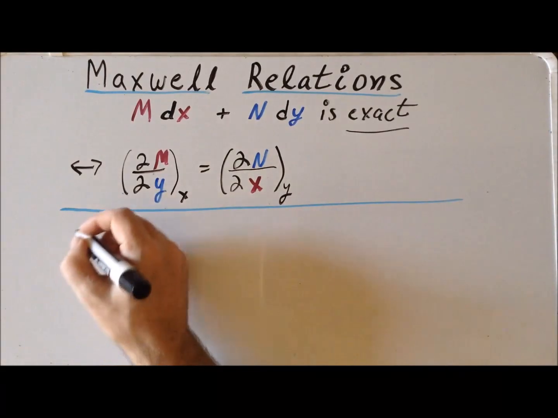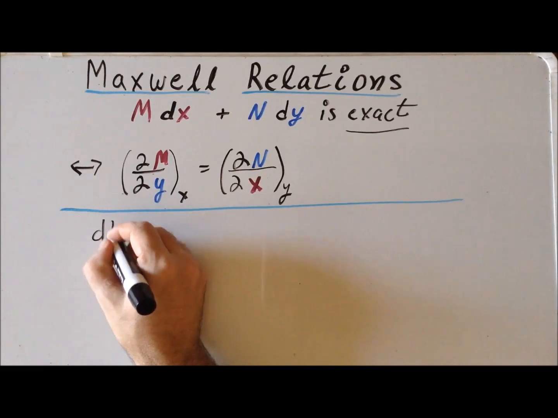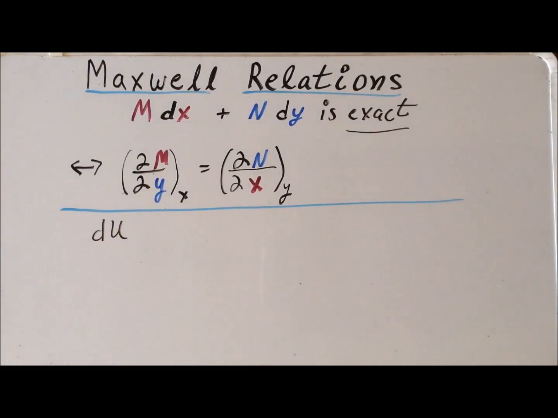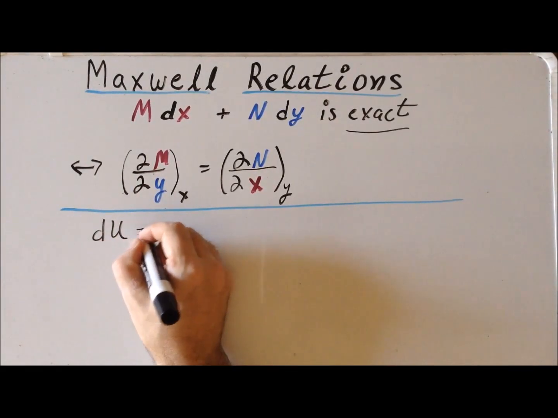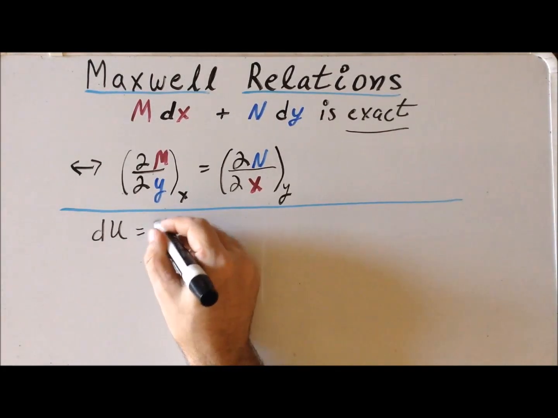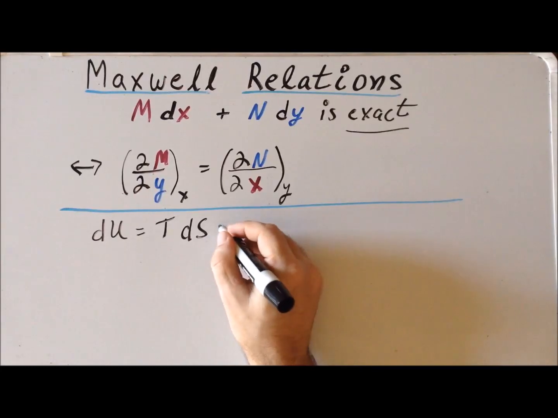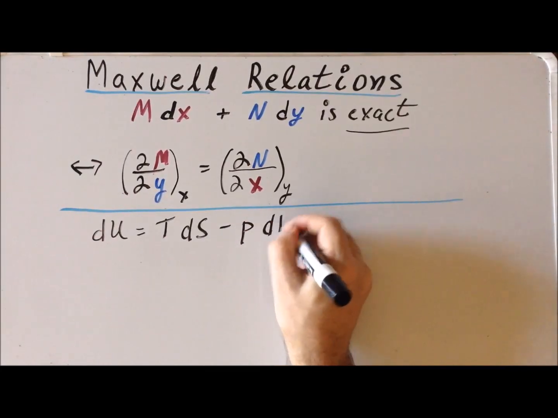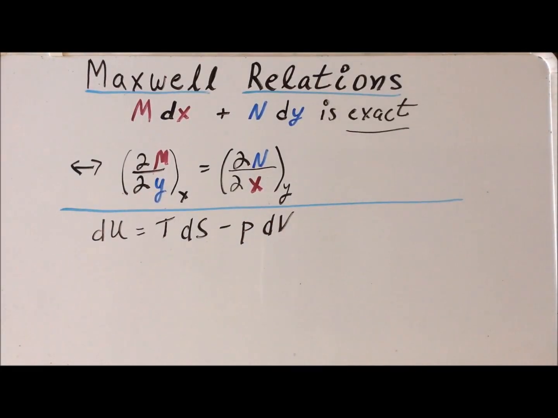Recall that we can write an expression for the exact differential of the internal energy, U. Recall that we could write this as TdS minus PdV, and we were able to do so because this is the combined form of the first and second laws of thermodynamics, or in other words, this is the fundamental equation.